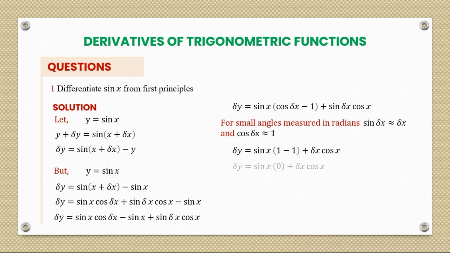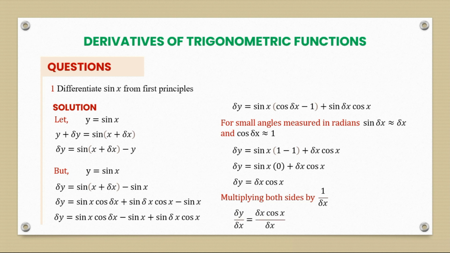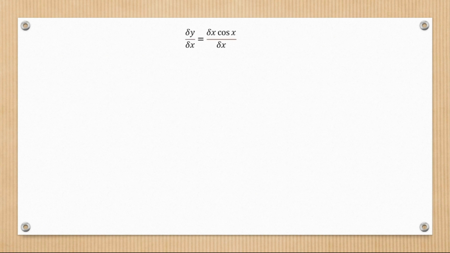But 1 minus 1 is 0. So we have 0 times sine x, and we know what's going to happen there. That's 0. So we remain with change in y being equal to change in x cos x. Now the next step is to multiply both sides by 1 over change in x, so that we create the slope formula, change in y over change in x. That's going to be equal to change in x cos x over change in x. Now we can see that the change in x values cancel on the right hand side, so we remain with change in y over change in x being equal to cos x.